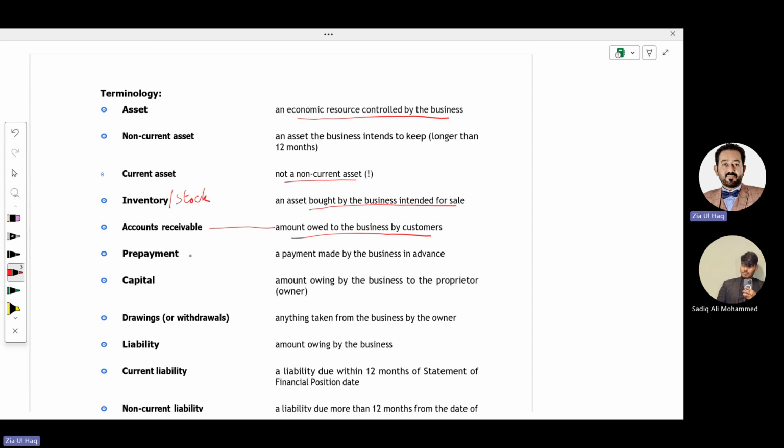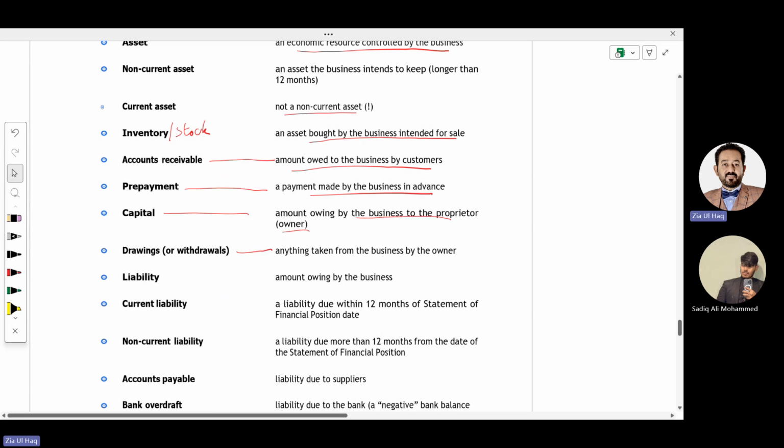Asset. Prepayments, a payment made by the business in advance. For next month's expenditure, we have paid in advance, like an insurance premium. Capital, the amount owing by the business to the proprietor, meaning the owner. The amount invested by the owner that the business needs to pay to the owner, because the business is separate, the owner is separate. Drawings are withdrawals, anything taken from the business by the owner. Whether he is taking goods, an asset, or cash, it will be called drawings.